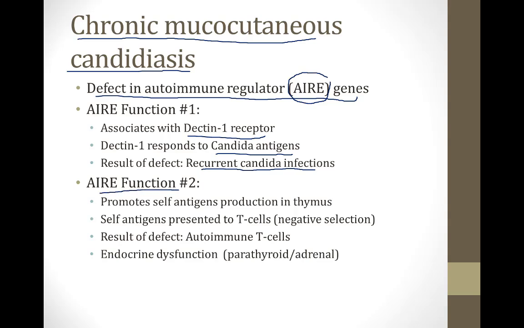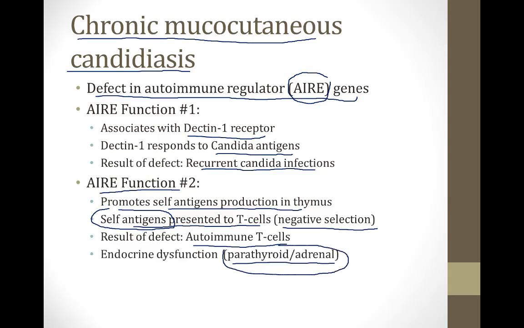The second AIR function is that they promote self-antigen production in the thymus, and recall that in the thymus self-antigens are presented to T cells. This is part of the process of negative selection. T cells that bind too strongly to self-antigens are clonally deleted. So as a result of AIR gene dysfunction, you do not have proper self-antigen presentation to T cells, and as a result you can have autoimmune T cells that develop. And the result of the autoimmune T cells in this condition are that they attack certain endocrine glands, especially the parathyroid and adrenal glands. And as we shall see, people who get these recurrent candidal infections from this disorder also have problems with parathyroid and adrenal dysfunction.